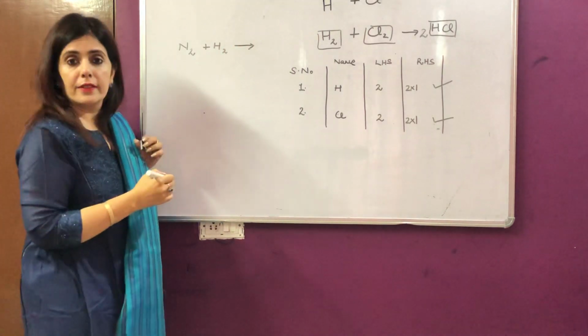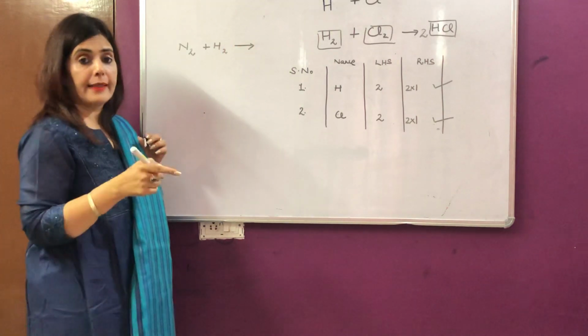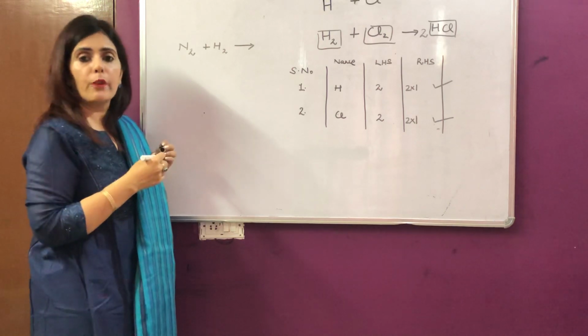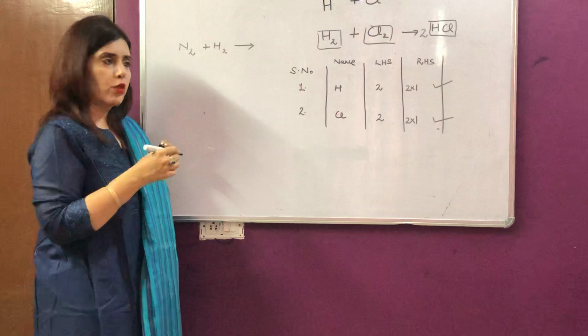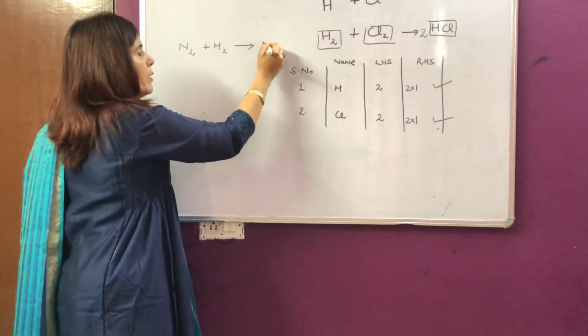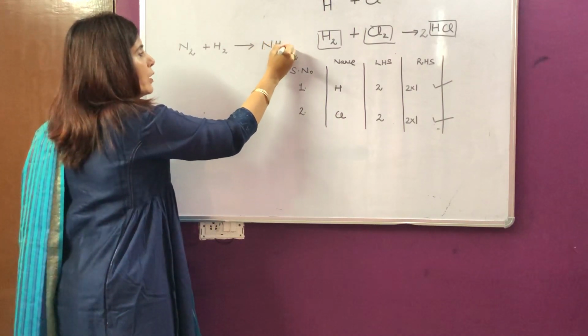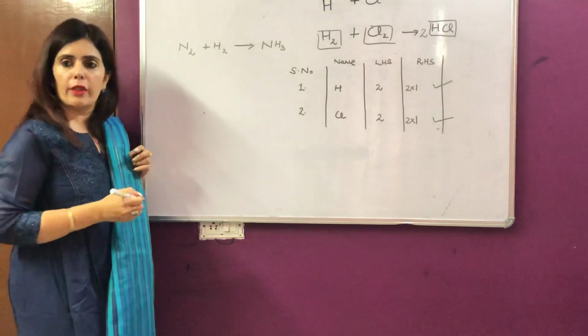Gives ammonia. Now, if we haven't added this ammonia into our list of important chemicals for class 10th, you can add this to that. And the formula of ammonia is NH3.